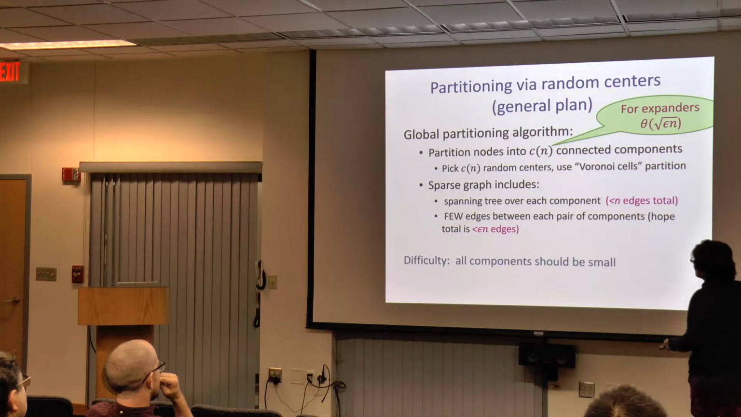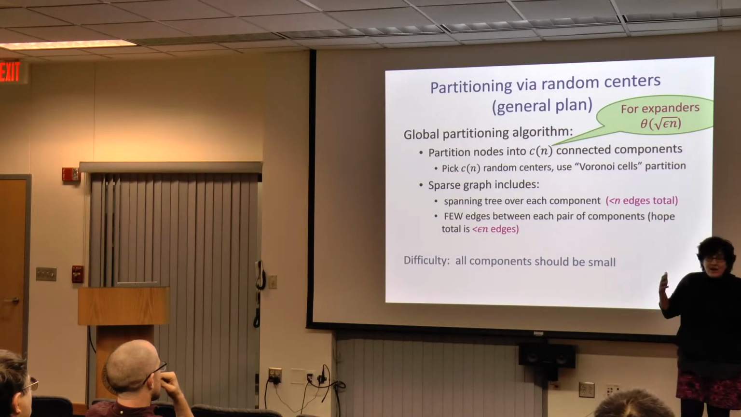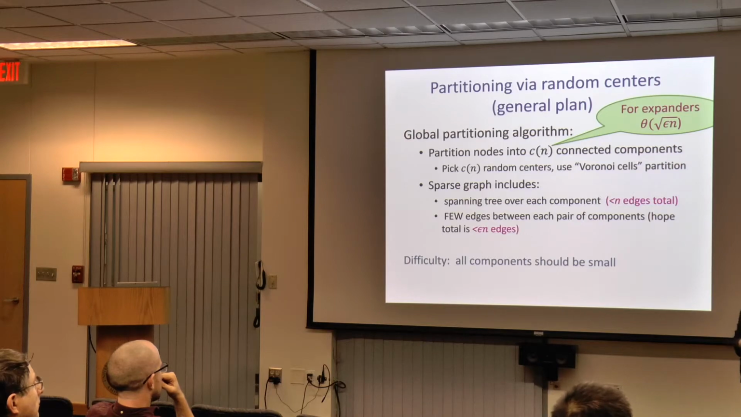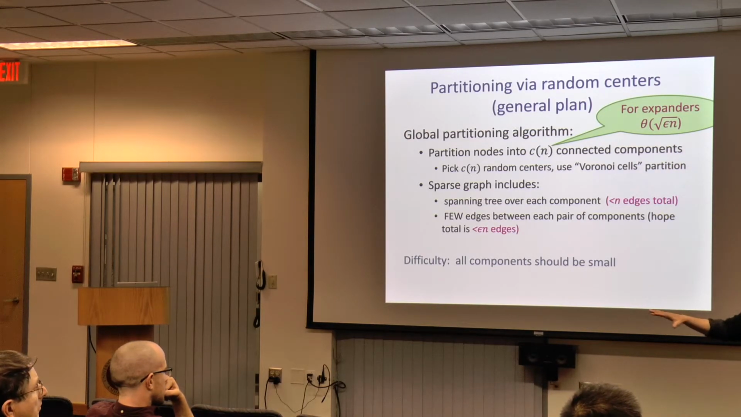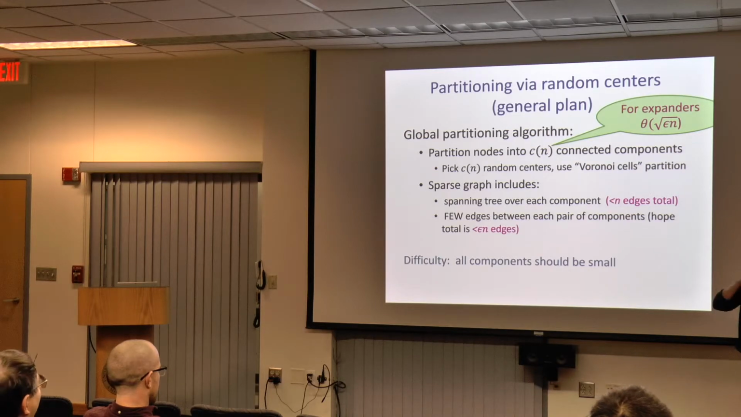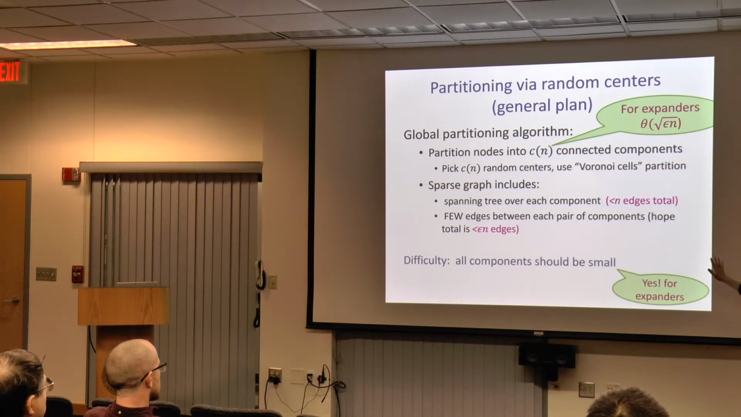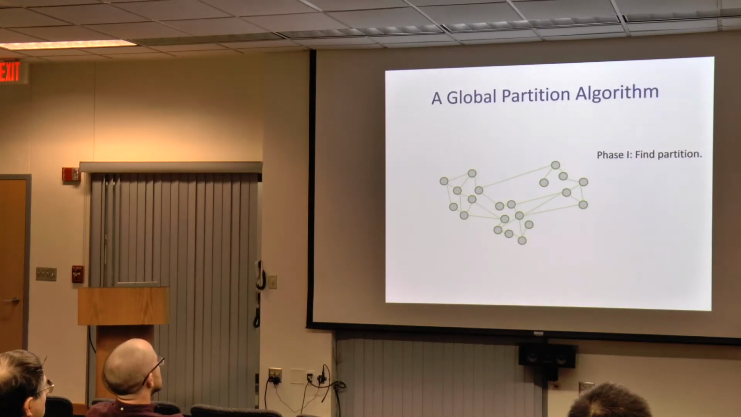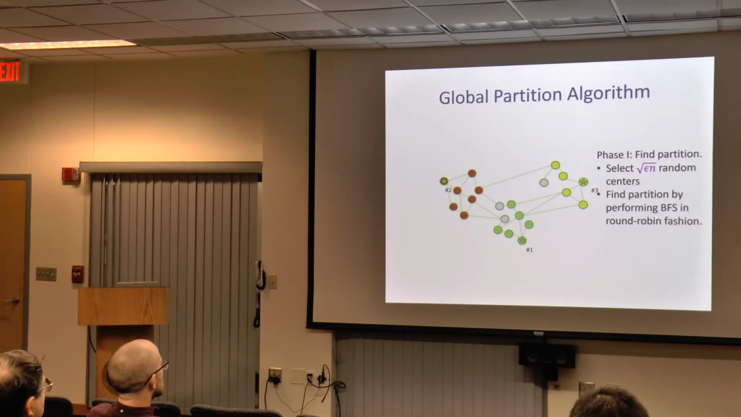Another difficulty is, in order to figure these things out, I need to see my whole component. So I better have these components be fairly evenly sized. I don't want different sizes. Everybody needs to figure out who their center is quickly, and everybody needs to know their whole component. Those are the issues, okay? It turns out for expanders, you can show that this can be done, okay? So let me just go right by this.